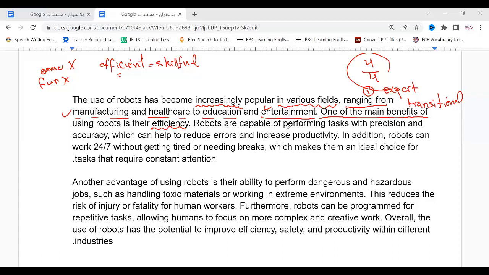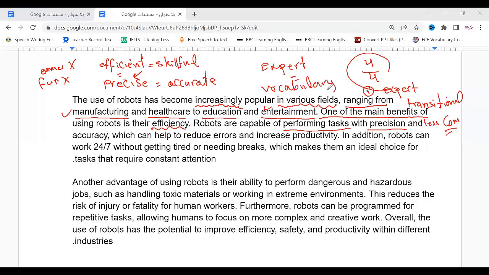Robots are capable of performing tasks with precision. The expression precision is a really less common vocabulary. Precision is a technical word. When you say precise, which means accurate. But the word precise is used in technology more than the word accurate. So it seems again and again here that this student is really expert in his vocabulary. This is a really perfect vocabulary.